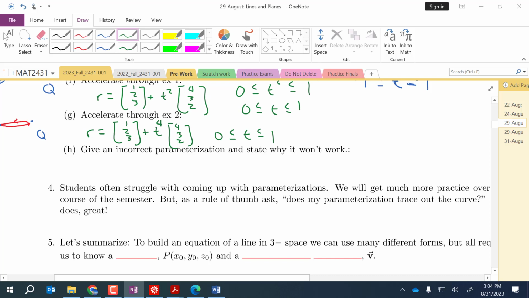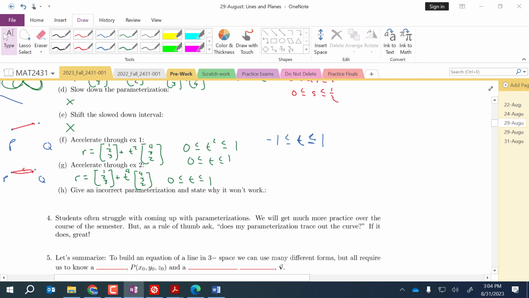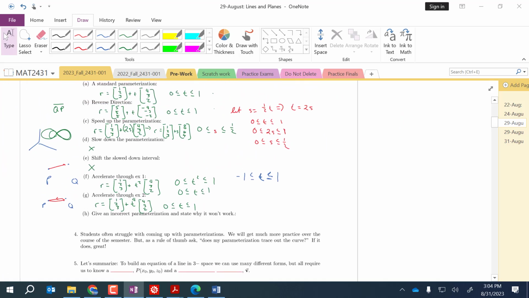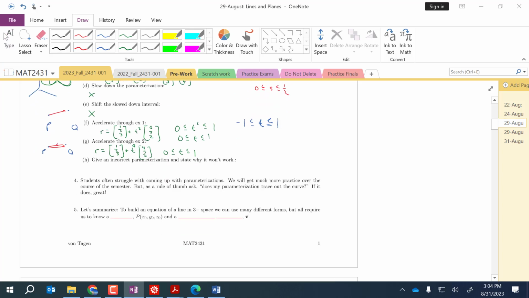Okay? The point being, folks, is not how did Charles come up with each one of these. The point is that each one of these parameterizations does what? Traces out the exact same line segment. Okay? As we're doing this, we're going to be developing calculus, and it's going to be important that we don't restrict ourselves to just a certain parameterization. The ideas we build need to work regardless of what parameterization you use. Okay, that's going to be an interesting point as we go along.